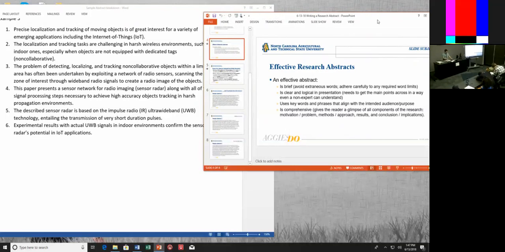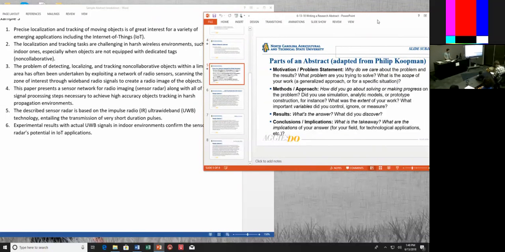They also point out a couple of other important points, like in the second sentence, when objects are not equipped with dedicated tags, when they're non-collaborative. So non-collaborative seems to be an important subset in the research. I just wanted to point out that the use of those keywords is pretty pronounced and straightforward.